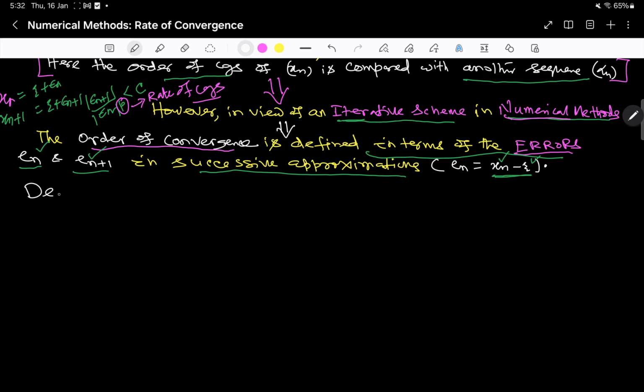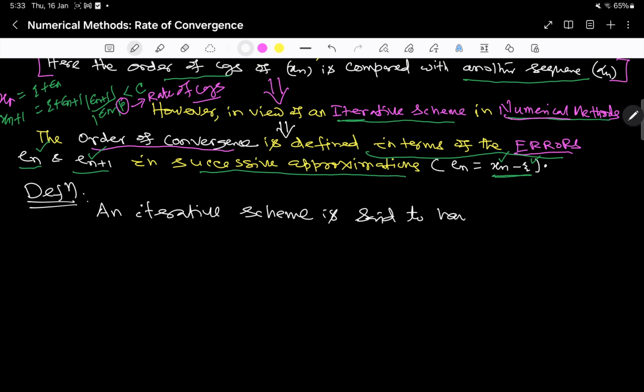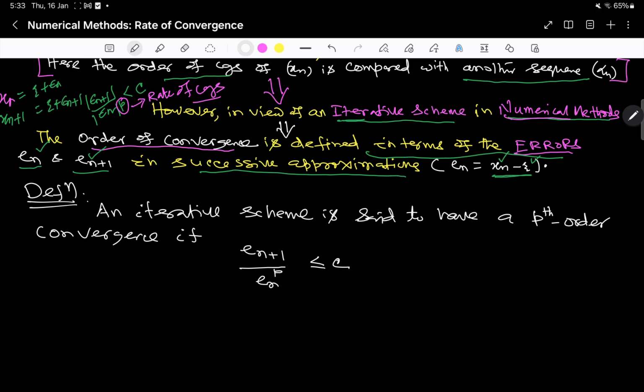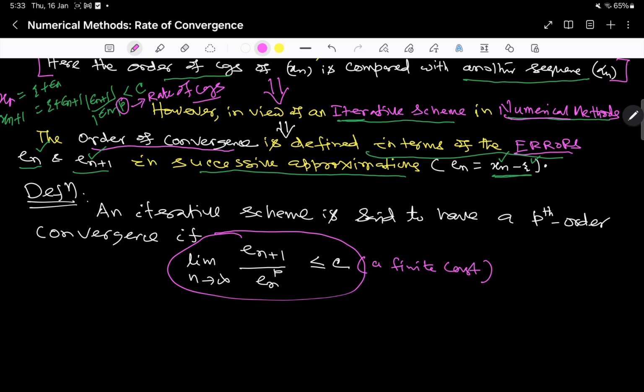Now coming to the definition, an iterative scheme or process is said to have pth order convergence if the error in the (n+1)th step divided by the error in the nth step to the power p is less than or equal to some constant c for sufficiently large n, as n tends to infinity. What is c here? c is a finite constant. And I may rewrite it here.